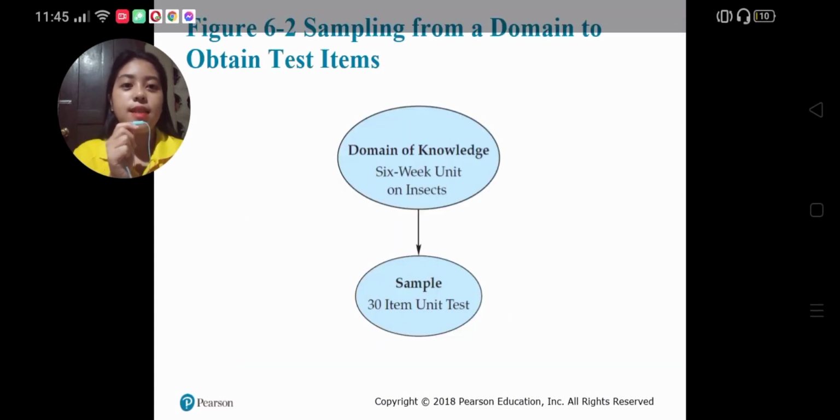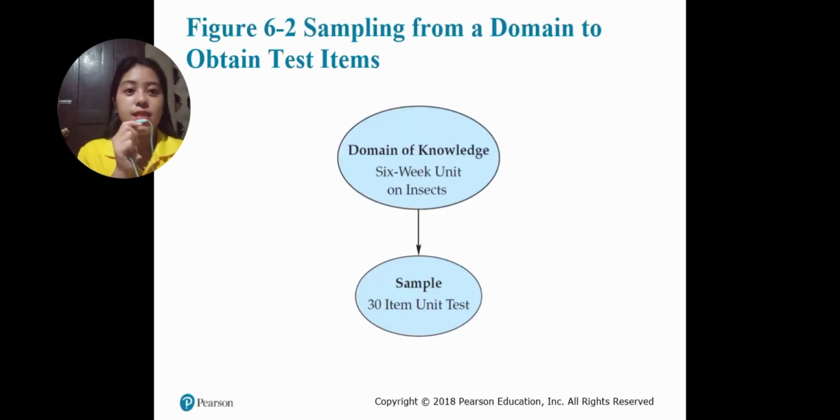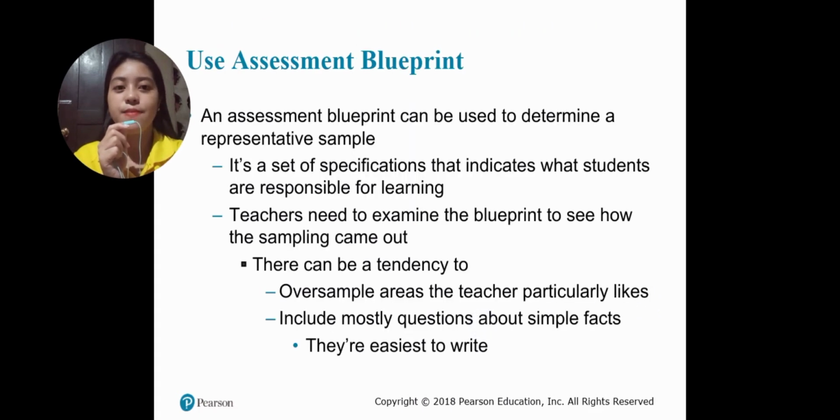In sampling from a domain to obtain a test, for example, the domain of knowledge is a 6-week unit on insects. The sample is the 30-item unit test. Next is the use of an assessment blueprint. This is also one of how to plan a summative assessment.